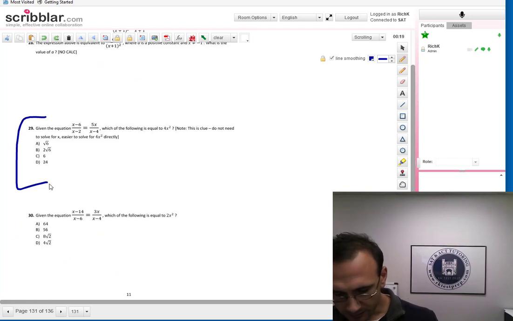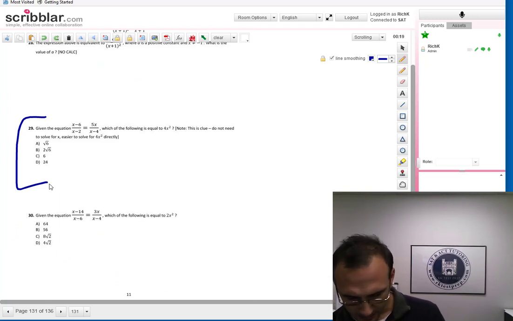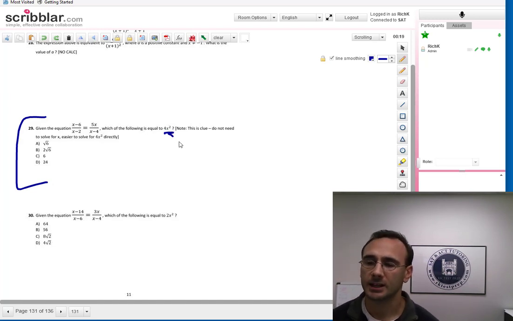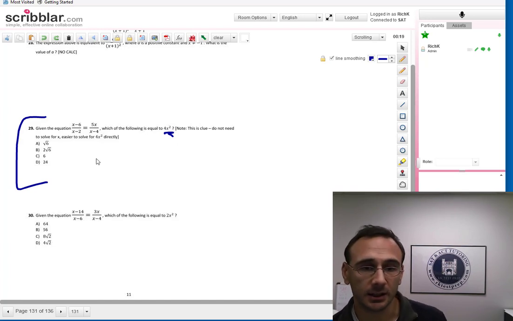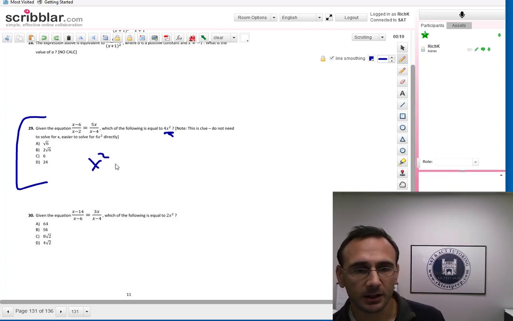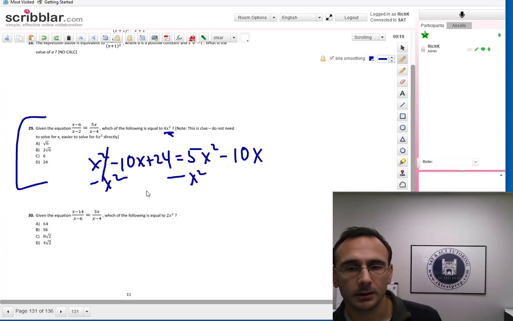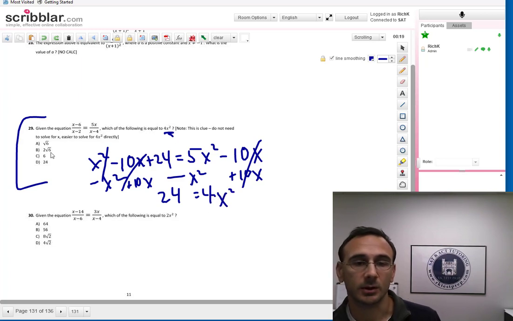28 is the same. 29, very important here. We have a fraction. We want the value of 4x squared. Remember, that's a clue. Whenever they ask us for an expression, we always want to find it directly. So when I cross multiply here, I get x squared minus 10x plus 24 equals 5x squared minus 10x. If I move the x squared over and I add 10x to both sides, magically the 10x's are going to cancel. And I get 24 equals 4x squared, and then I stop, because that's what I want.